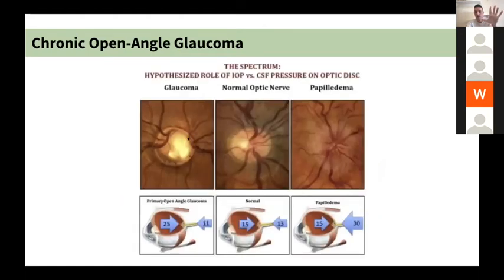Here's a better photo. This is the cup here and the disc on the outside. You can clearly see that the cup is bigger than normal, as opposed to this picture in the middle, where the cup is probably less than that third of the size of the whole disc.